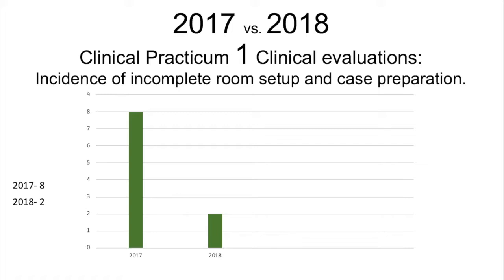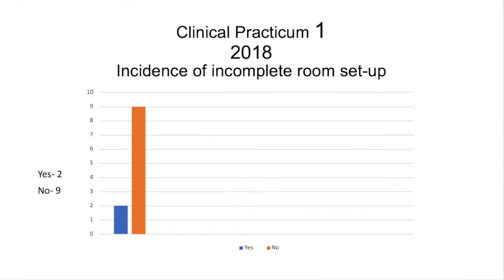Handwritten comments from the CRNA clinical preceptors regarding omission of any item listed on the ASSIST device were counted. There were 8 omissions found during Clinical Practicum 1 of 2017. After implementation of the ASSIST device, 2 omissions were found upon review of the student clinical evaluation forms from Clinical Practicum 1 of 2018. Follow-up with those students found the students did not use the tool to guide setup that particular day.